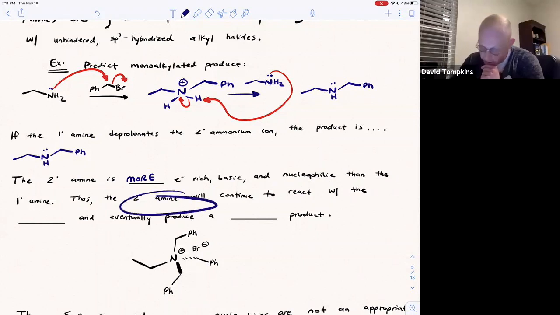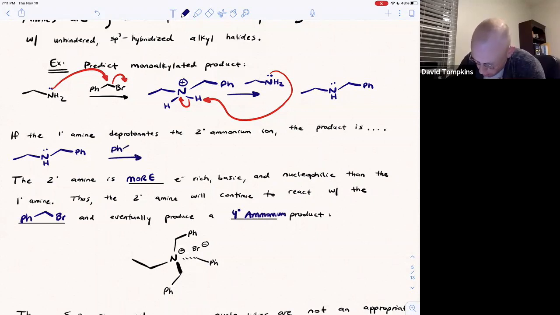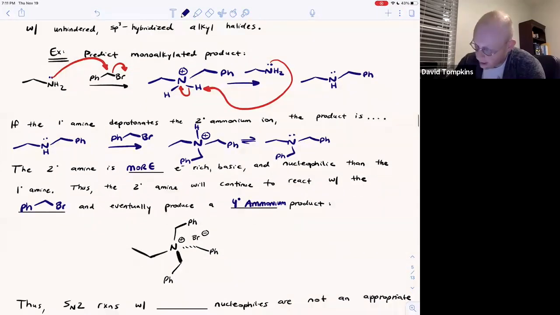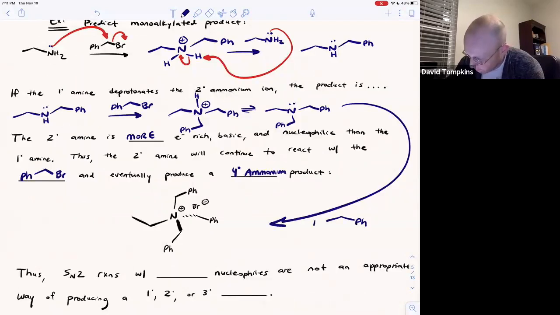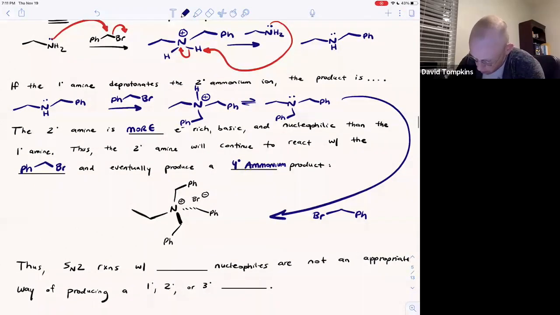which means the secondary amine will continue to react with the SN2 electrophile benzyl bromide. And eventually, that's going to lead to a quaternary ammonium salt or a quaternary ammonium product. So, for example, it would react again, same mechanism as before, where we get now two benzyl groups attached to the central nitrogen. That could deprotonate to become neutral. And then it will react again, because it still has that lone pair, with a third equivalent of benzyl bromide, and it will lead you to this quaternary ammonium salt.